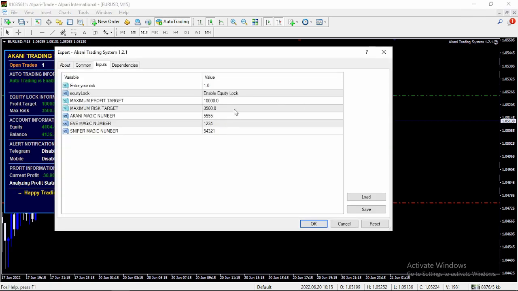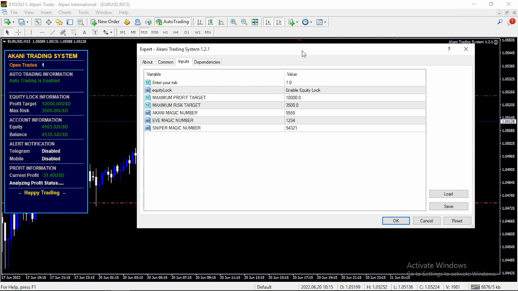This is how the inputs look for the Akani trading system. Now we've taken out every setting you can think of. The only thing we've left here is this risk. So I'm going to make this open now. Basically this risk isn't the maximum risk that you can have on your account. It's just a number, which is your risk level. For example, you have this risk which is 1.0. As default the expert advisor comes with a custom risk of 1.0.